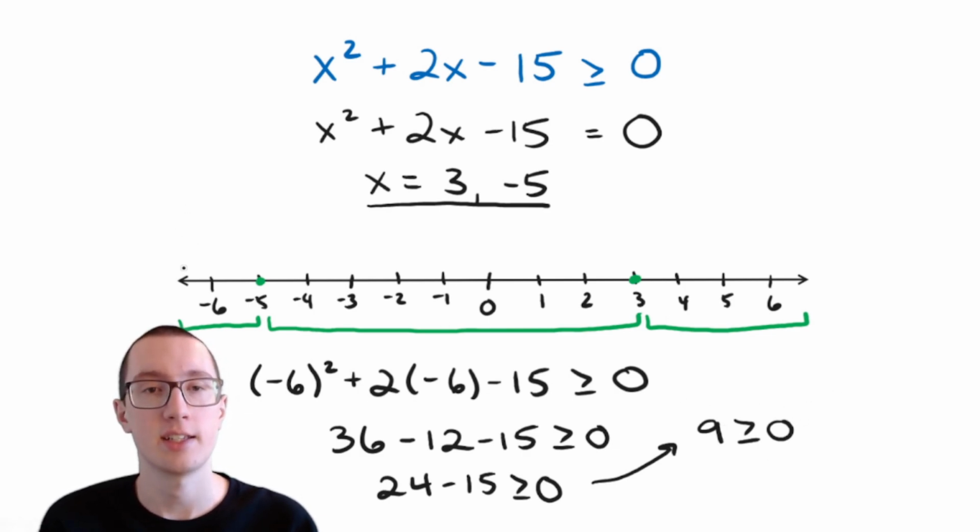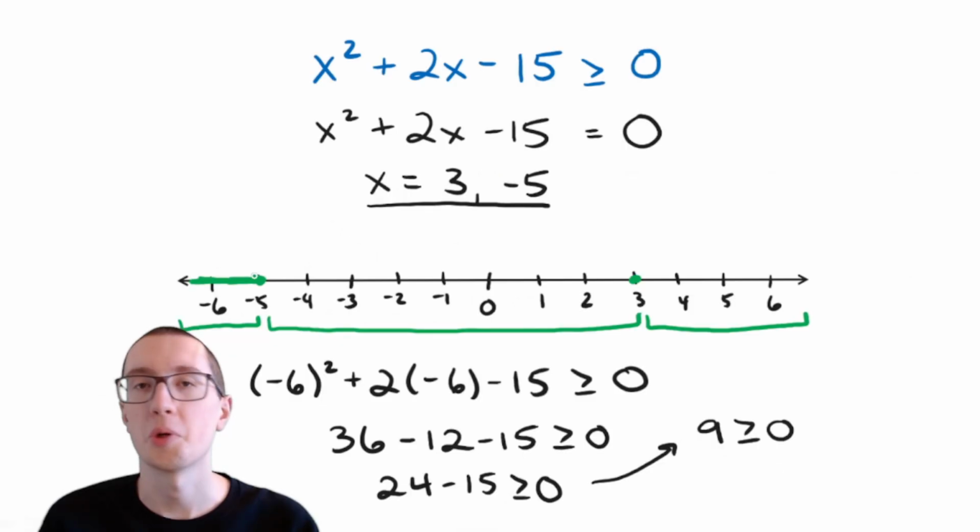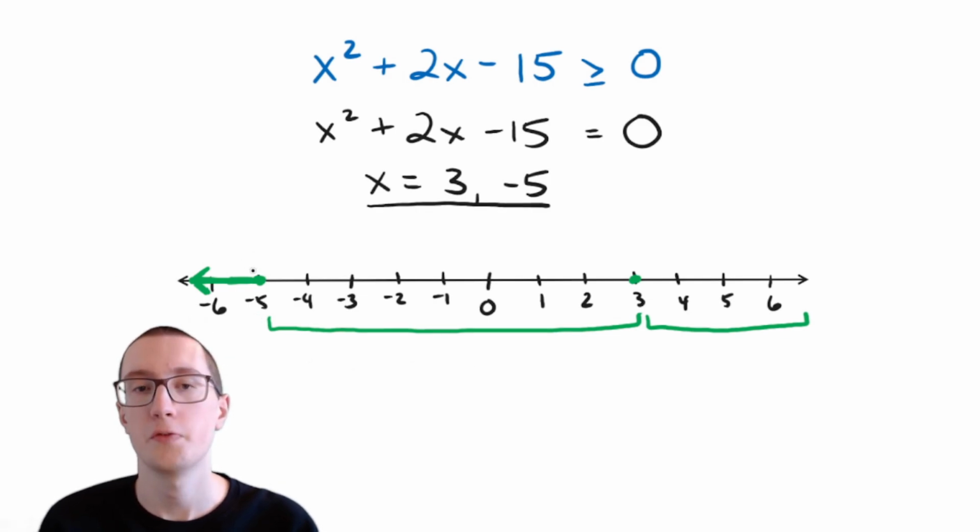So in this case, this section here is going to be true. So we're going to fill in this whole section. And remember that this section goes on infinitely this way, so we're going to draw a little arrow at the end to show that it goes on infinitely. All right, we're good for that section.